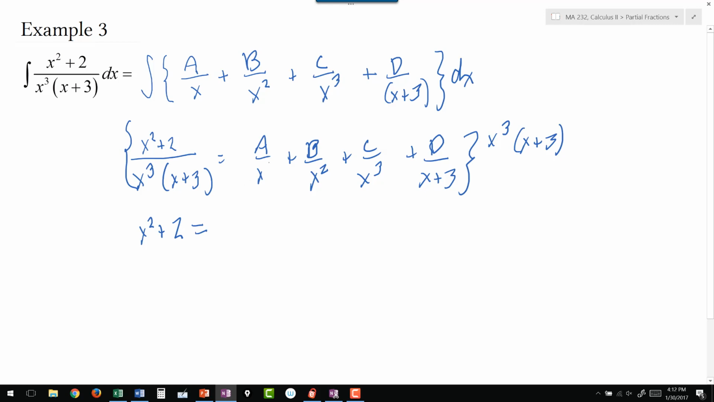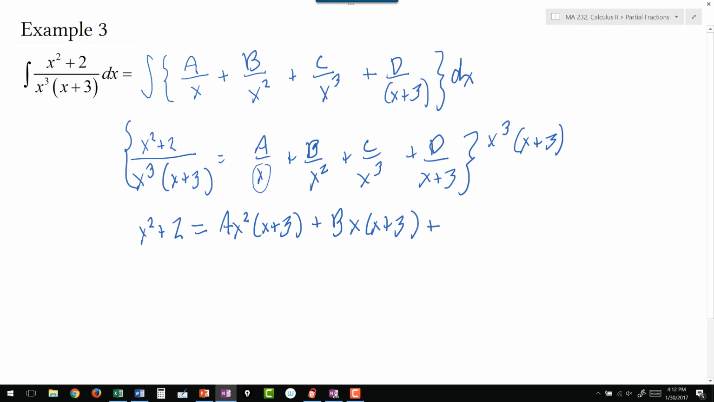On the right-hand side, for my a term, I have an x in the denominator. That will cancel one of the x's in the x cubed, leaving me with a times x squared times x plus 3. The b term has a denominator of x squared, so that would cancel with 2 of the x's in the x cubed. In other words, I'll just be left with x times x plus 3.